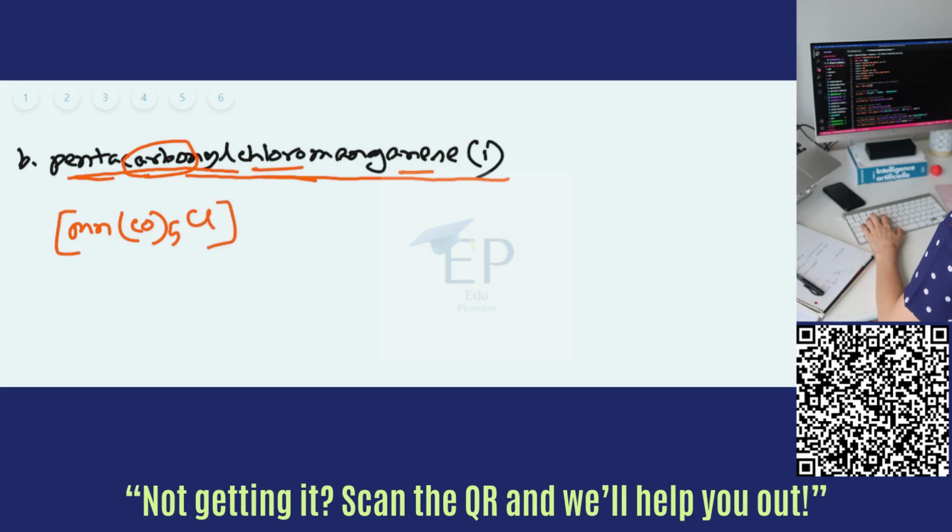Now let's calculate the net charge here. Carbonyl is a neutral ligand. It has 0 charge. For chlorine, we have -1, and for manganese, since it's manganese(I), we have +1. That means the net charge is 0. So the formula here is [Mn(CO)5Cl].